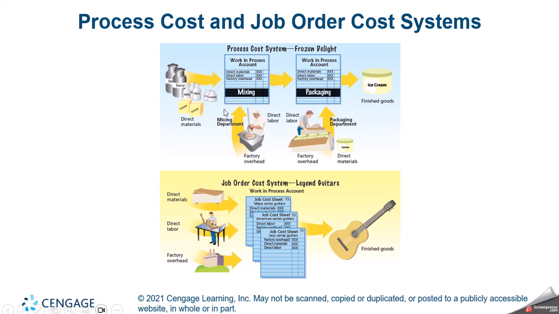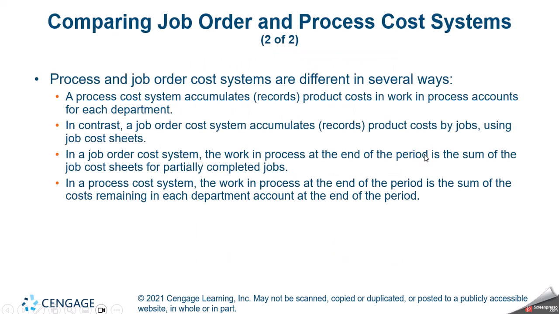So we've got our mixing department, and then we're going to have our packaging department. And this is an example of making ice cream versus the guitar, where we had direct materials, direct labor, and overhead, and we were going in there by job number and producing our finished costs. So the process is basically the same. It's just how we get there that is a little bit different.